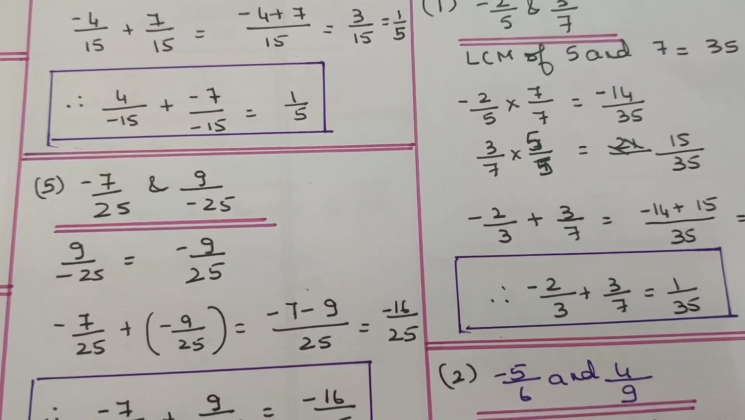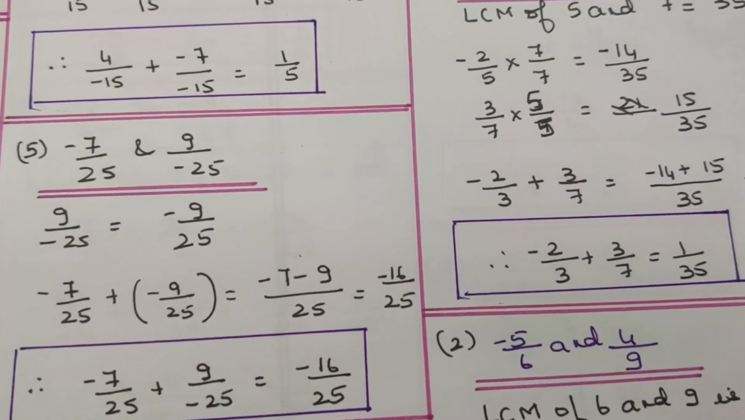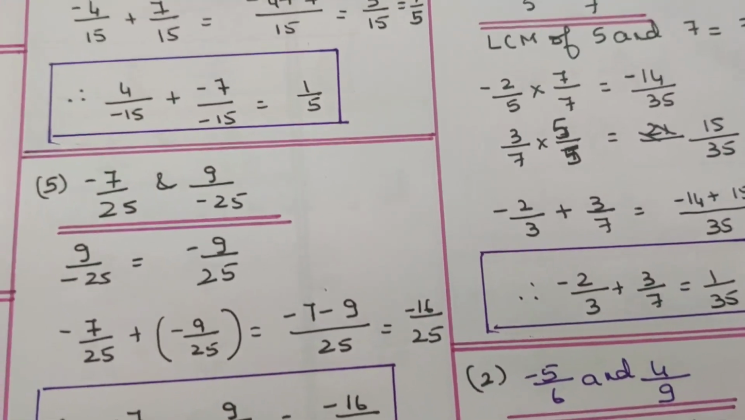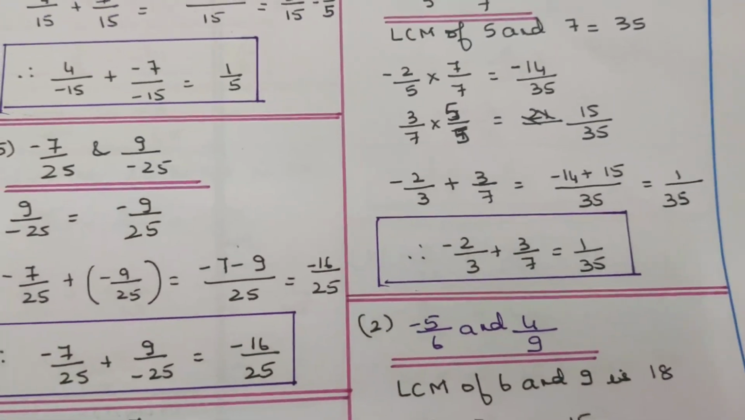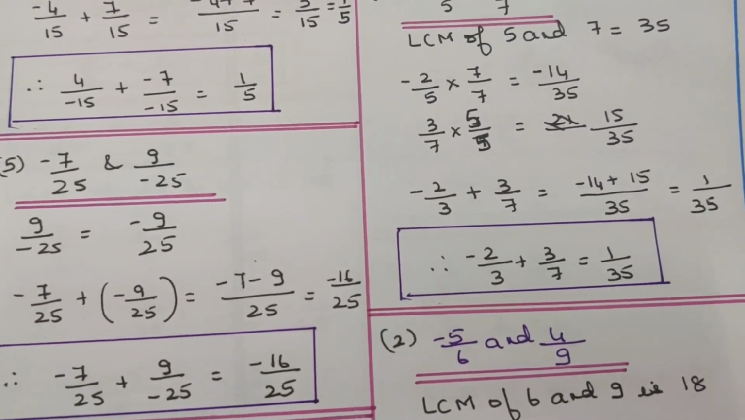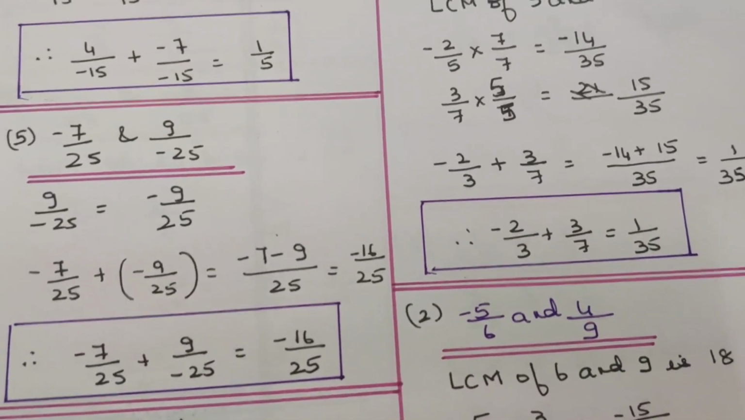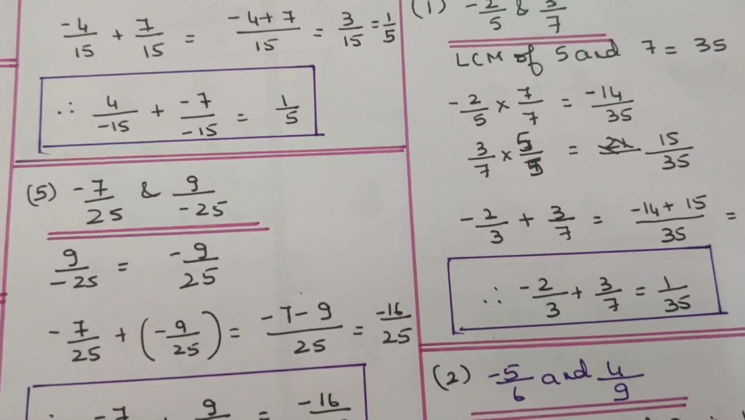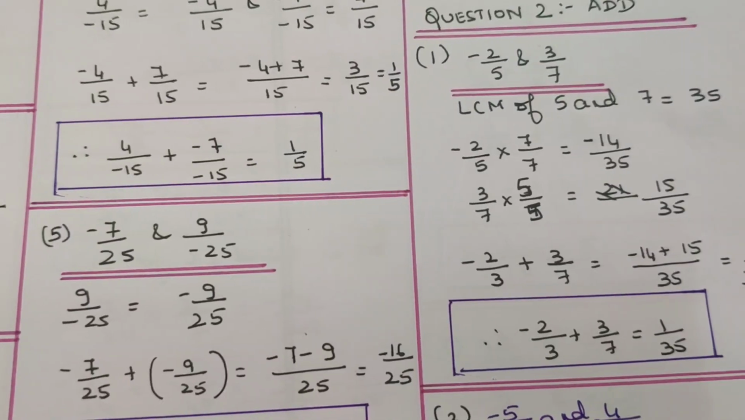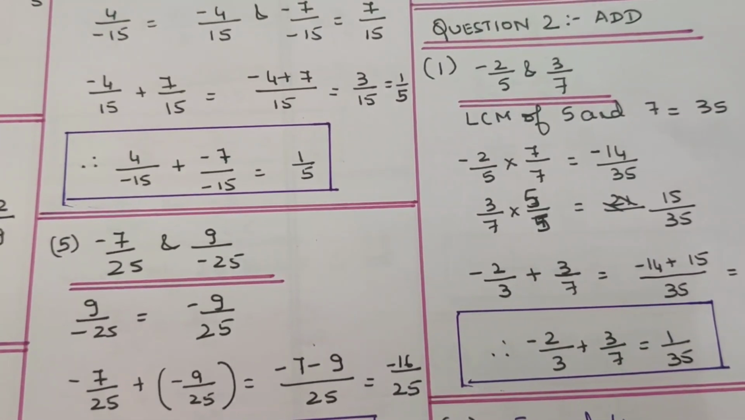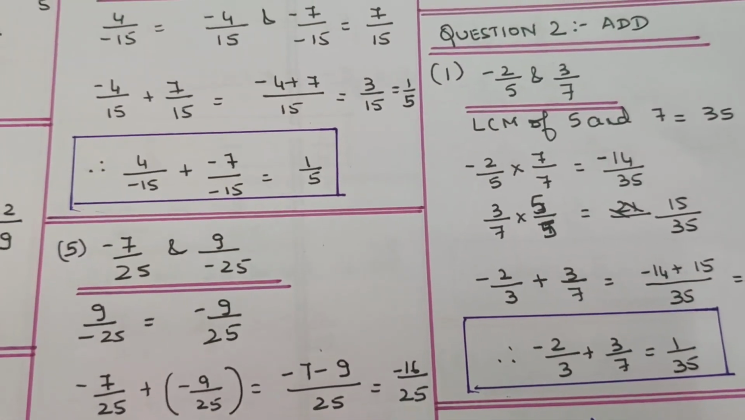Now that we have the common denominator, minus 2 by 5 plus 3 by 7 is equal to, common denominator is 35, that is minus 14 plus 15. On the numerator you get 1 by 35. Therefore the answer is 1 by 35. I'm just giving you a few seconds for you to go through my calculation.